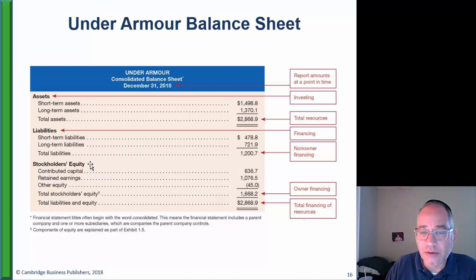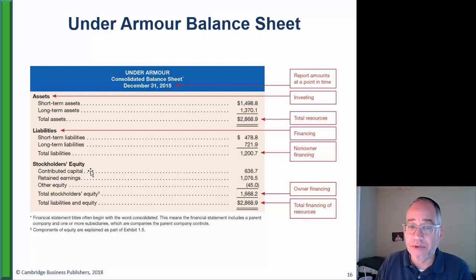And stockholders' equity consists of 3 components. What's called contributed capital. This is money that was invested in the company by the stockholders. Retained earnings is income that was kept in the company. In other words, income that was not distributed as dividends. And other equity is just a miscellaneous kind of area.